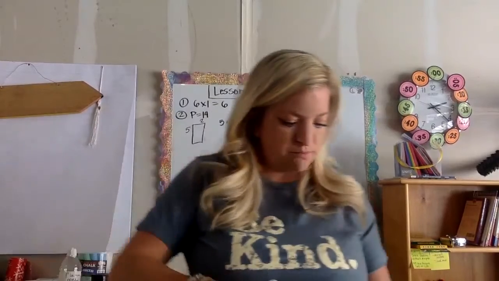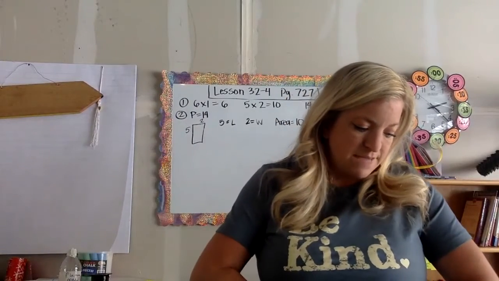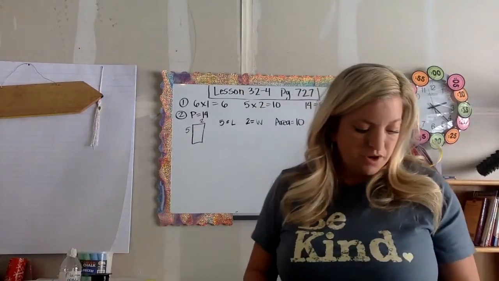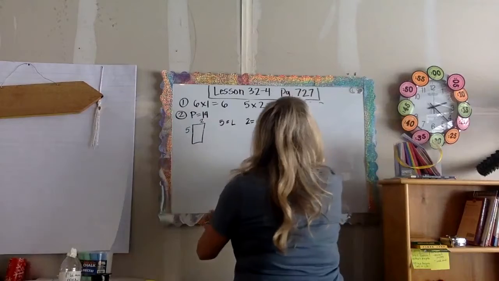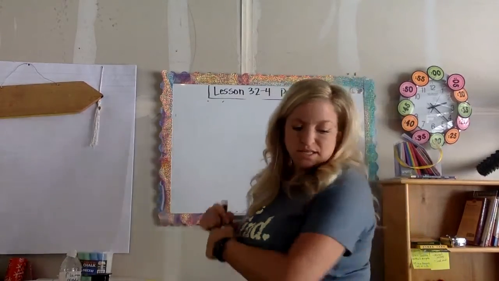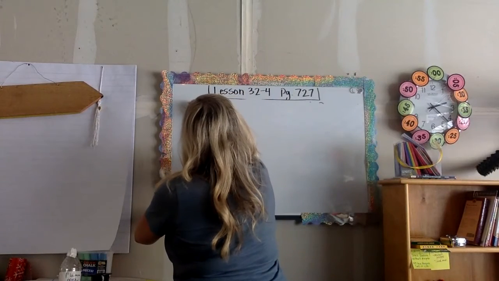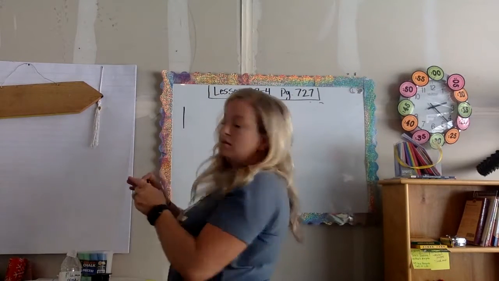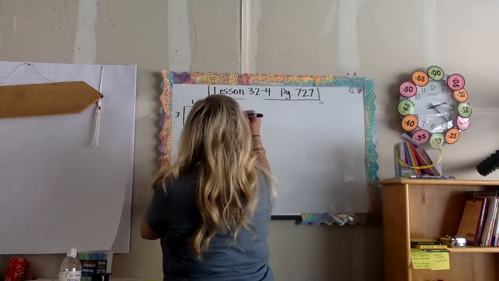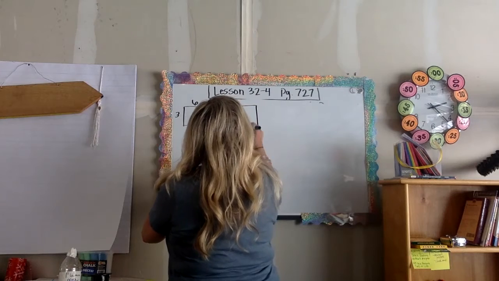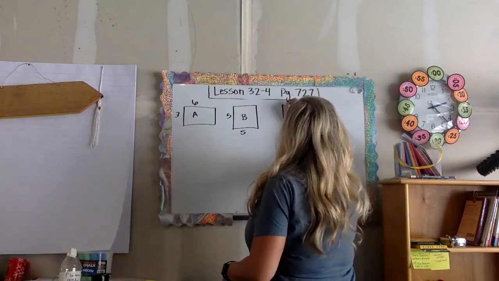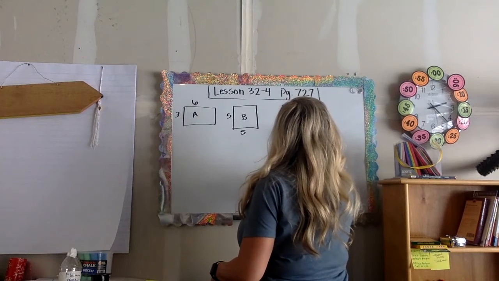Turning the page on to number 3. Number 3, use rectangles A, B, and C for problems 3 through 5. Show your work. All right. I'm going to draw these for you so we can use this as a model. The first one is 3 by 6. This is A, it's 3 by 6. B is 5 by 5. And C is 5 by 4.